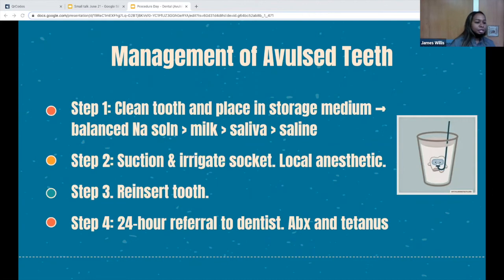But once that's secured, the patient should see a dentist within 24 hours and be discharged with antibiotics and tetanus.